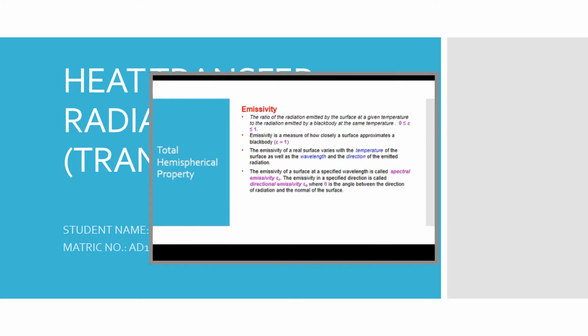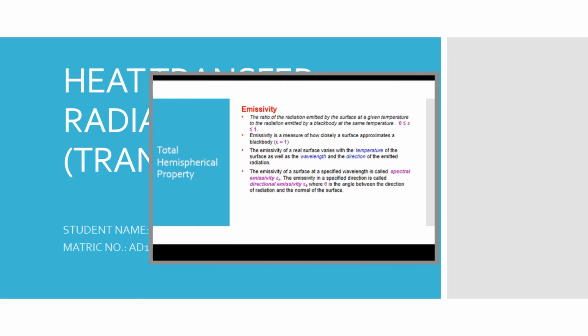The ratio of the radiation emitted by the surface at a given temperature to the radiation emitted by a black body at the same temperature is between 0 and 1. The emissivity of a surface represents this ratio. It varies between 0 and 1. Emissivity is a measure of how closely a surface approximates a black body, for which emissivity equals 1.